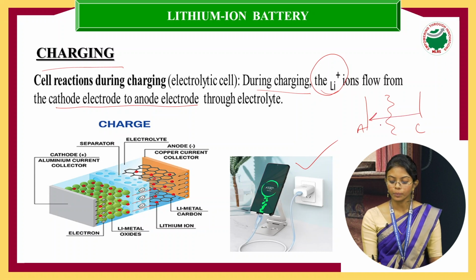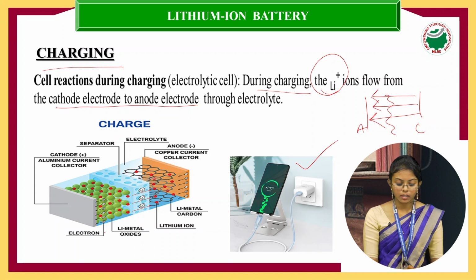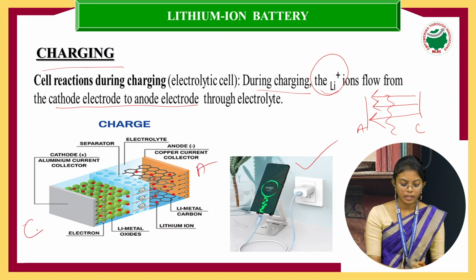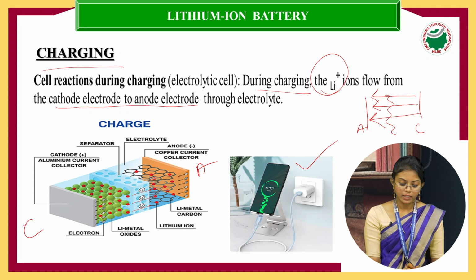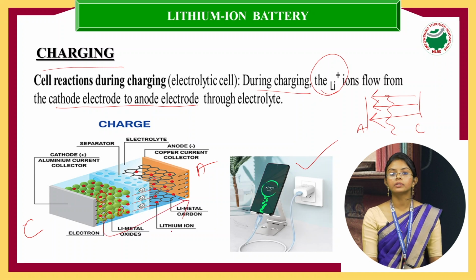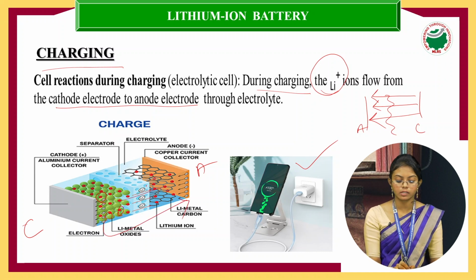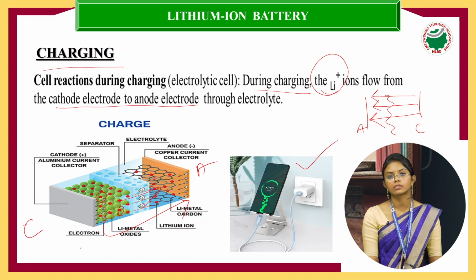See, cathode to anode. The ions direction will be like this, cathode to anode. And you can see here the picture also. Okay, this is the anode and this is your cathode. So what we are saying, during the charging process, the lithium ions present in the cathode will be moving from cathode to anode through the separator, through the electrolyte solution. Okay, this is about the charging.